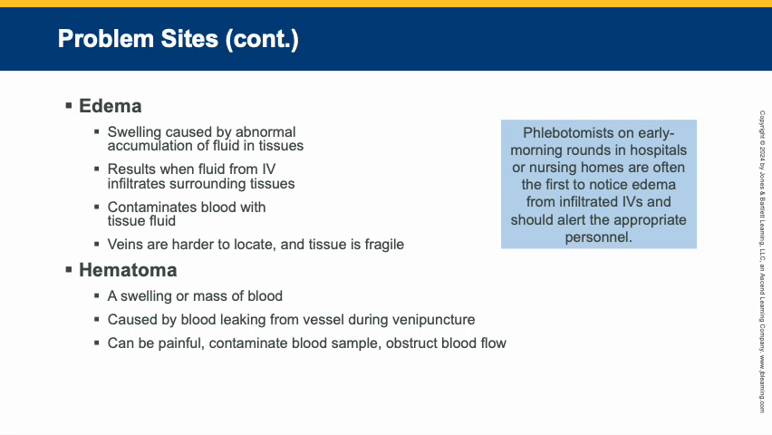Veins are also harder to locate. The stretched tissue is often fragile and more easily injured by the tourniquet and antiseptic. Healing may be prolonged in these areas, so choose another site if you can.